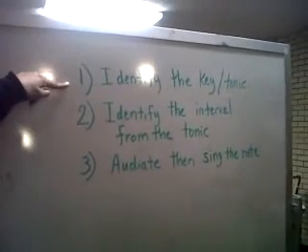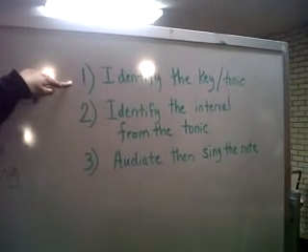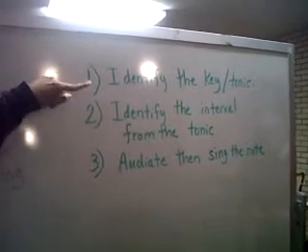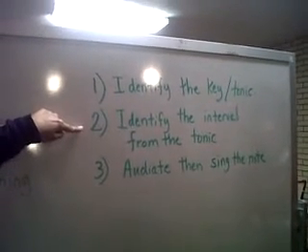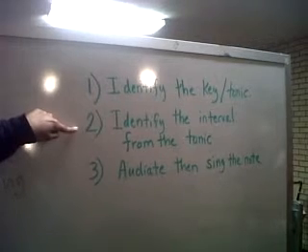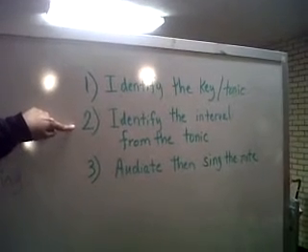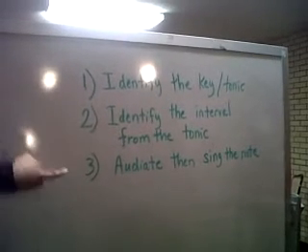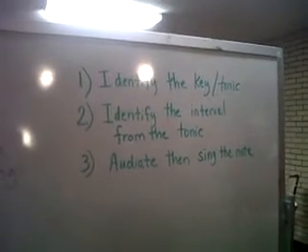Number 1 is identify the key or the tonic. The key tells us how many sharps or flats are in the key signature, and then it's also going to tell us what the starting note is, which we're calling the tonic. Then we're going to identify the interval from the tonic, and all 4 parts are going to start with a different note. We might have some parts that are on the octave, but everybody's going to find their different note based on the tonic. And then we're going to audiate and sing the note.